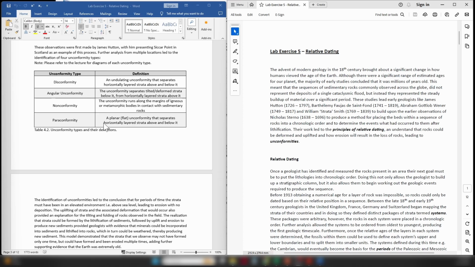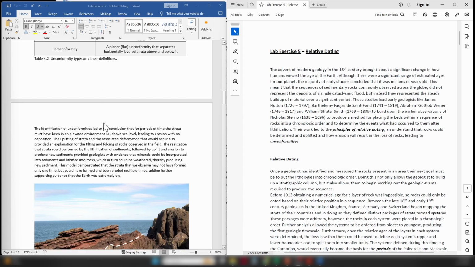And you don't realize a paraconformity is actually there until you date the rocks above and below the unconformity, at which point you go, oh, there's some rock missing here, there's a portion of the geologic record which isn't present, I therefore have an unconformity in this location. So all of this information can be used to produce a relative sequence of rocks for an area.